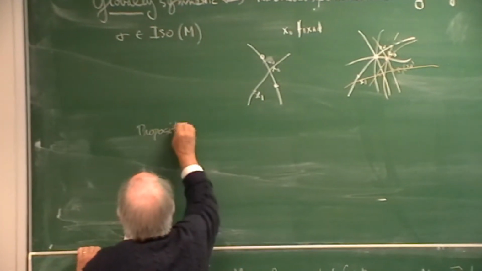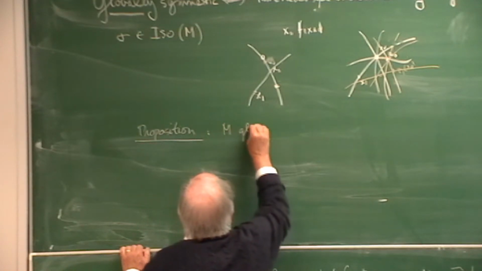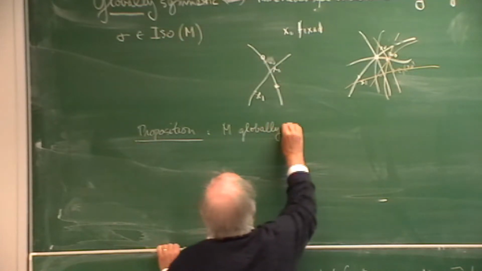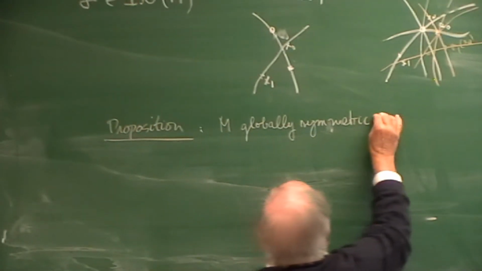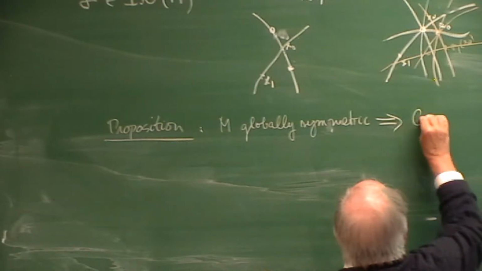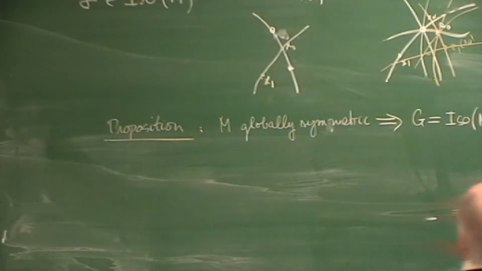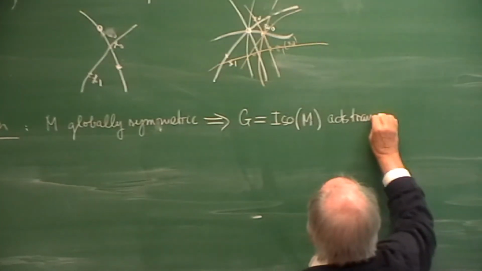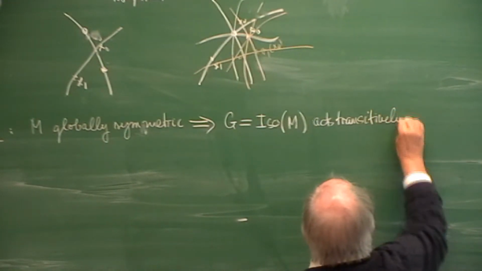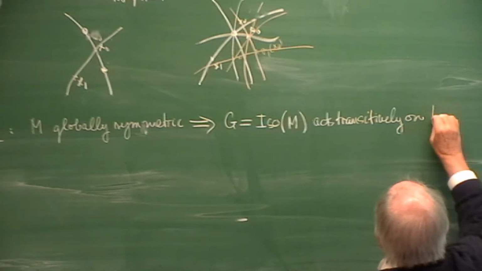So the proposition, the elementary proposition: M globally symmetric implies that, now call this G, which is the isometry group of M, acts transitively on M.